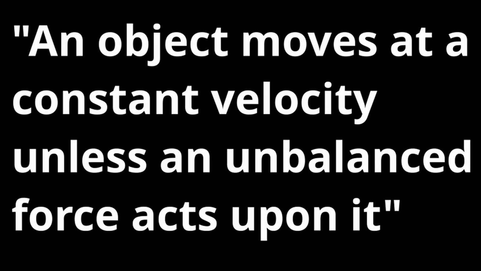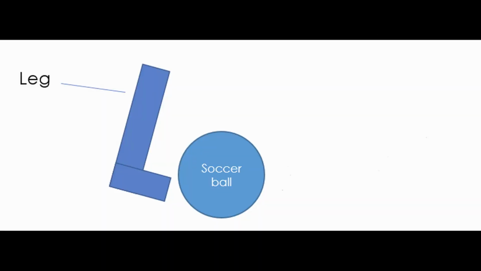Newton's first law of motion states as follows. An object moves at a constant velocity unless an unbalanced force acts upon it. This basically means that when you kick a soccer ball that is at rest, it will move. Duh. Here's an example in depth.